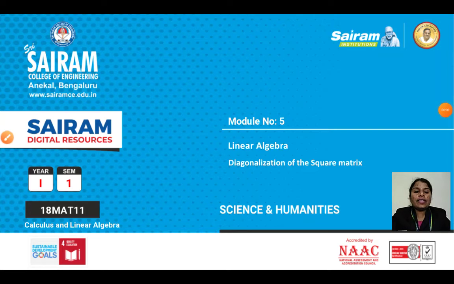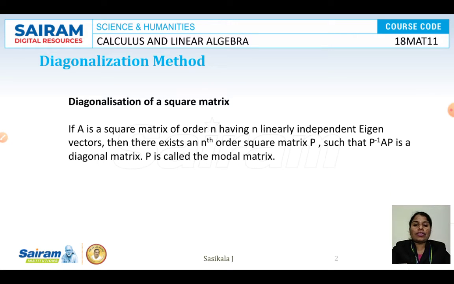Students, in this video we are going to see the topic under linear algebra, which is nothing but diagonalization of the square matrix. So the diagonalization of a square matrix is nothing but if you have a matrix, capital A, which is a square matrix of order n having n linearly independent eigenvectors.